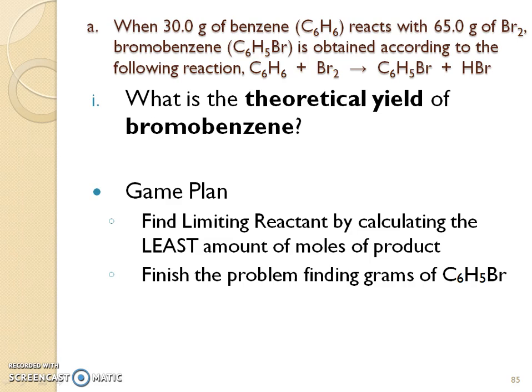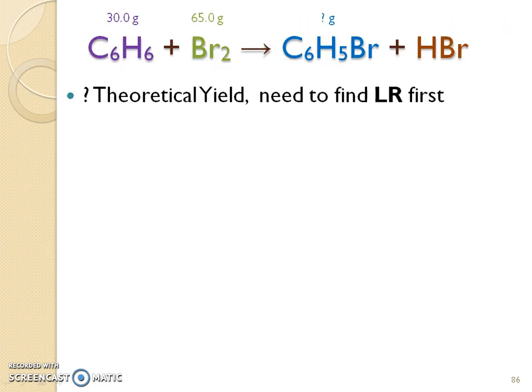So my game plan would be to find the limiting reactant by calculating the least amount of moles of that product. From there, I can finish the problem finding the grams. So first, find that limiting reactant. You're basically doing a stoichiometry problem twice. Grams of this guy to moles of this guy. I'm sorry, grams of this guy to moles of this guy to moles of this guy. And then for bromine, same thing. Grams of bromine to moles of bromine to moles of this guy. Whichever one gave you the least amount of moles, then you're going to finish the problem.